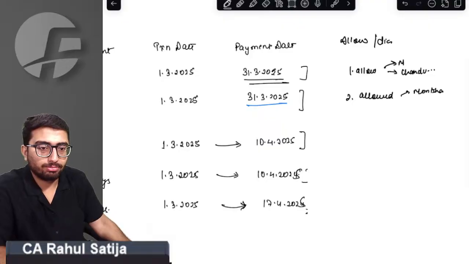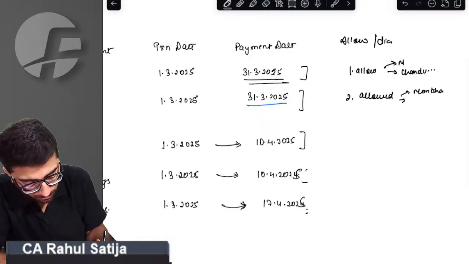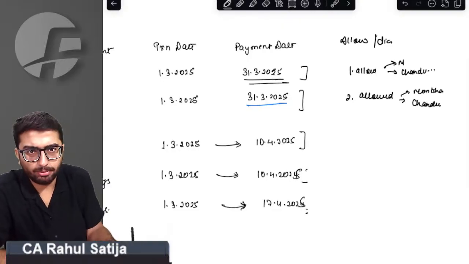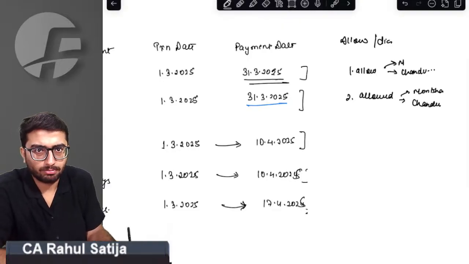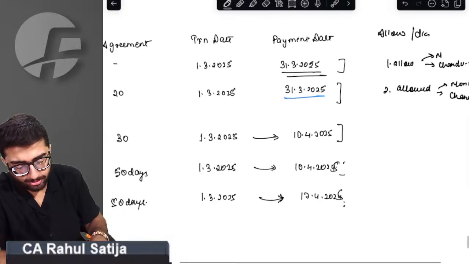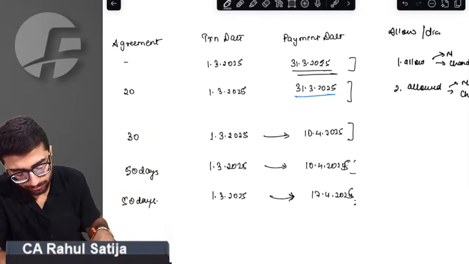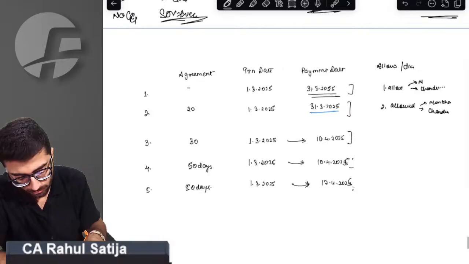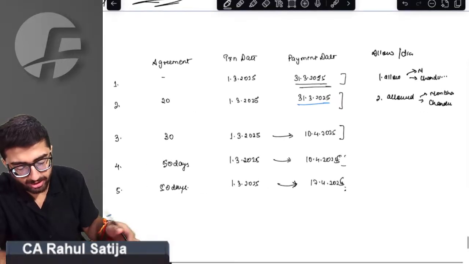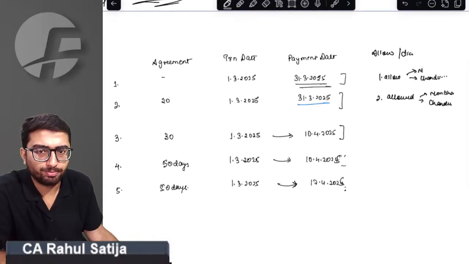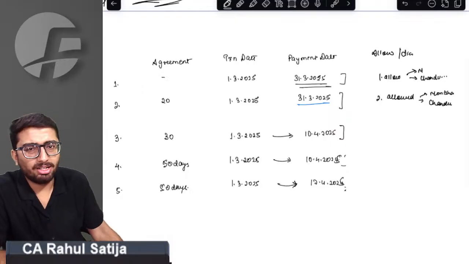Just answer the third one. Chandu allowed. Okay. Third expenditure. Sir, agreement is for 30 days. Transaction date is 1st March, payment date is 10th April. Will that be allowed or disallowed? What other people are doing?